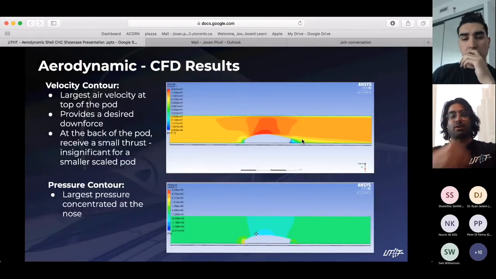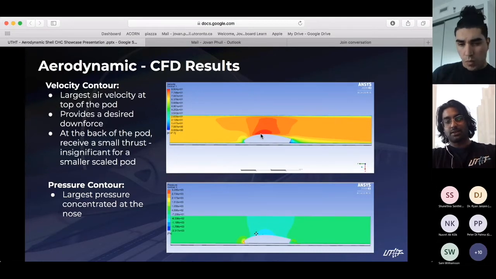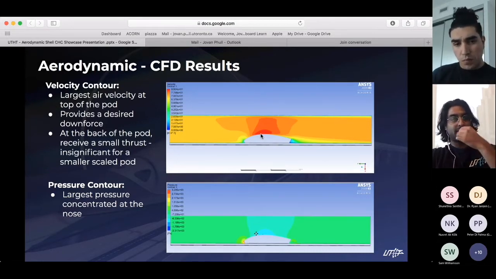So from that, these were our results. The top figure here shows the velocity contour, and the bottom figure shows the pressure contour. From the velocity contour, we can see that the largest air velocity is at the top of the pod, as you can see in the red color. This provides a desired downforce, which allows us to propel as well.